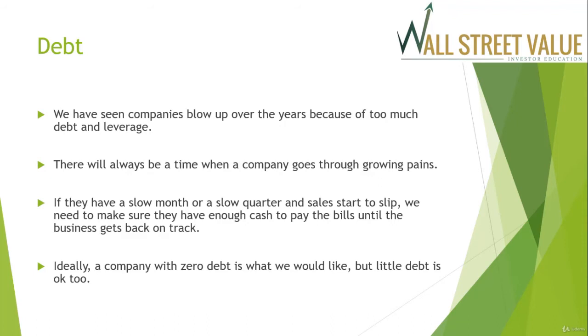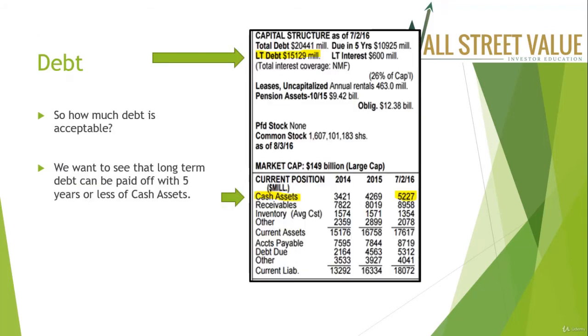There will always be a time when a company goes through some growing pains. If they have a slow month or a slow quarter and sales start to slip, we need to make sure they have enough cash to pay the bills until the business gets back on track. Ideally, a company with zero debt is what we would like, but little debt's okay too. So how much debt is acceptable? We want to see that long-term debt can be paid off with 5 years or less of cash assets.